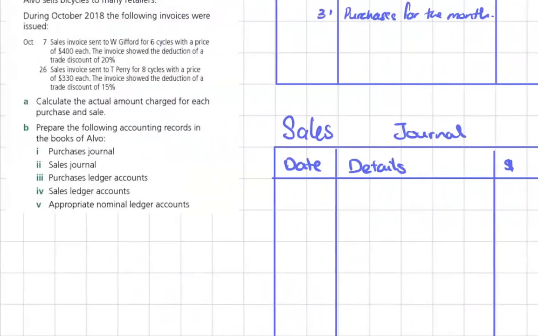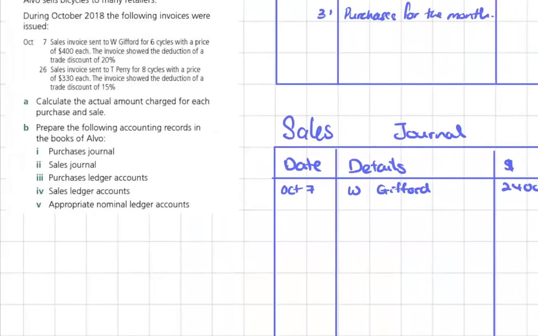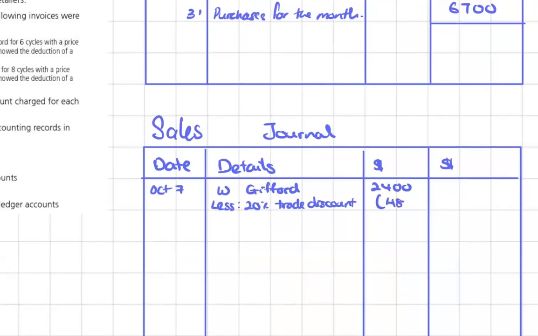So we're going to do sales invoices here. October 7, we're going to sell to W. Gifford 6 cycles with the price of 400. So it's 400 each, 2,400 in total. And then there'll be a less 20% trade discount. So 20% trade discount will be 480. And then we're going to get 2,400 minus 480. We're going to get 1,920.